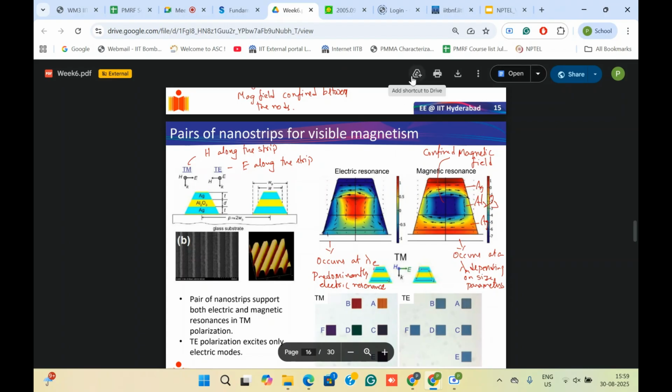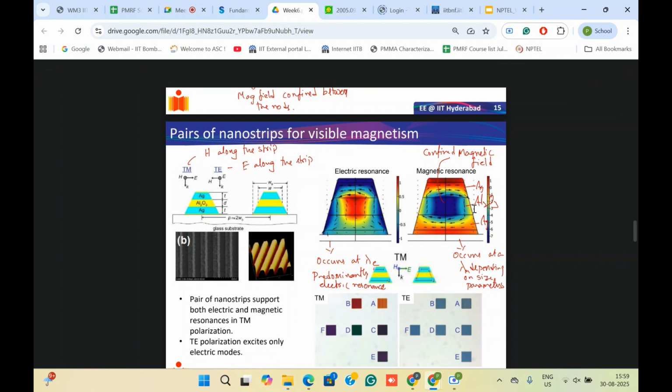Okay, so there's a strong confined magnetic field. This is the magnetic field. So this is the confined magnetic field between the alumina in the metal.